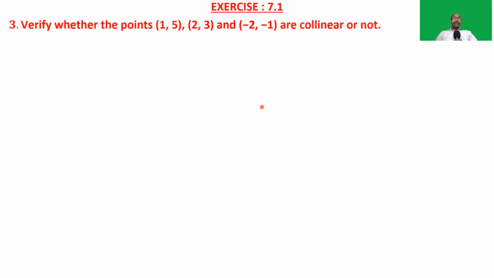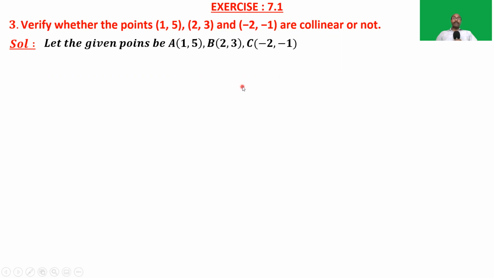Third problem, verify whether the points (1, 5), (2, 3) and (-2, -1) are collinear or not. So first we have to name the points with alphabets. So let the given points be A (1, 5), B (2, 3) and C (-2, -1). Now we have to verify whether these points are collinear or not.